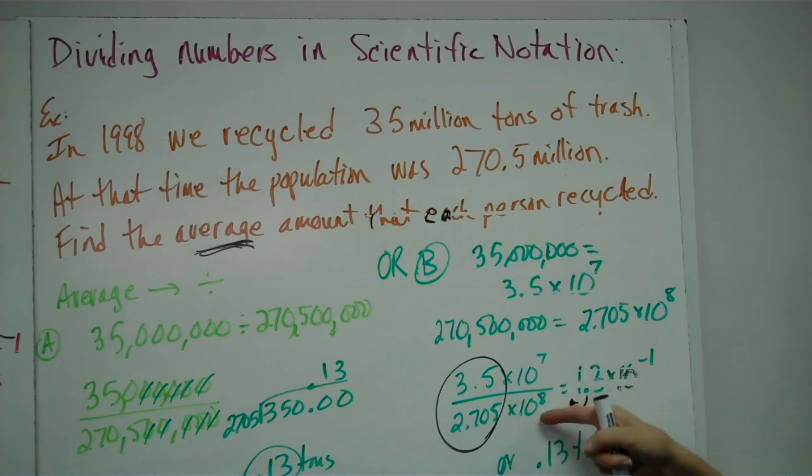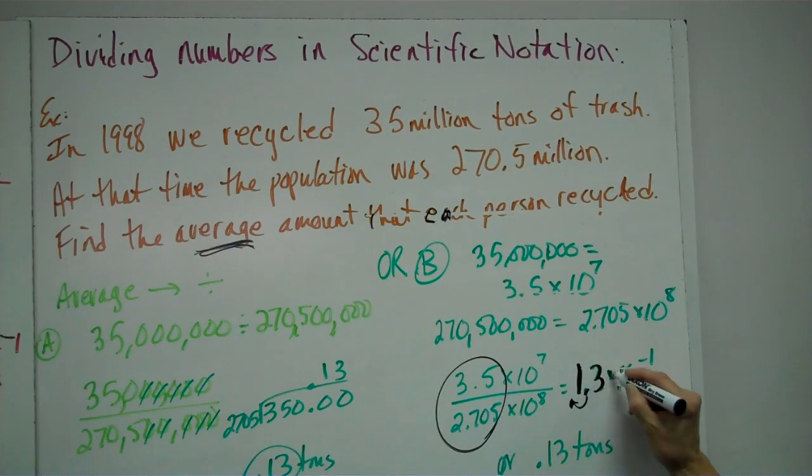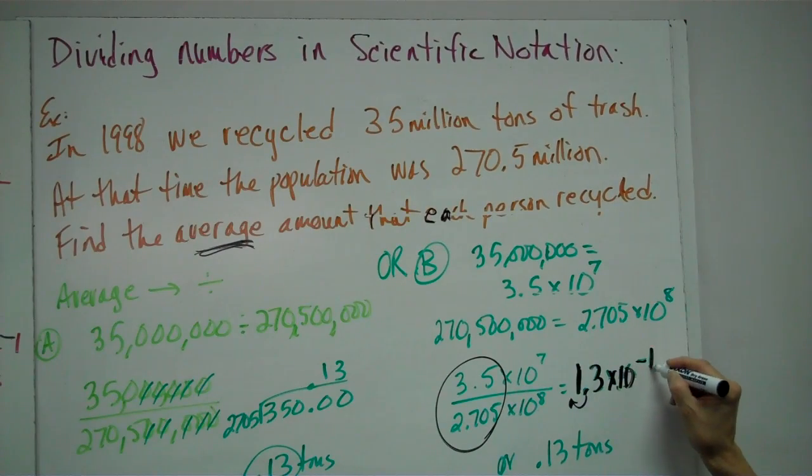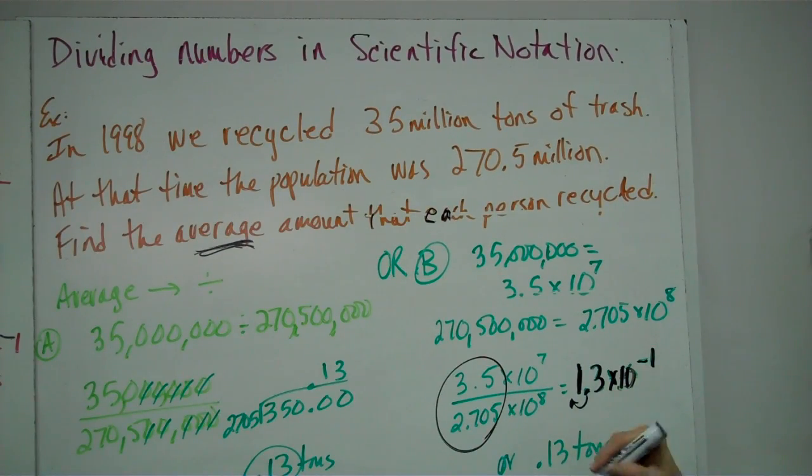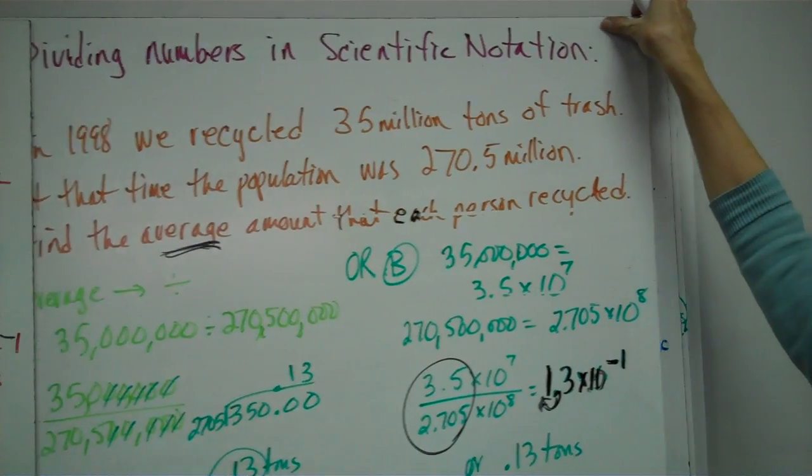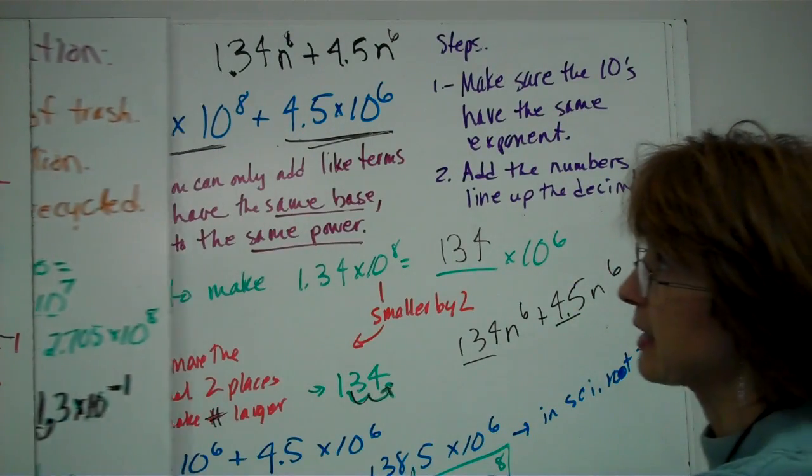And then remember, how do you divide exponents that have the same base? You simply subtract. 7 minus 8 is negative 1. So you have 1.3 times 10 to the negative 1. And now to make it look like a regular number, we convert it back. It's going to be a small number because of the negative exponent, so move the decimal over one place to make it smaller. So it's 0.13 tons.